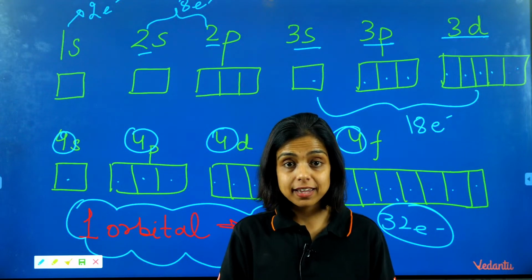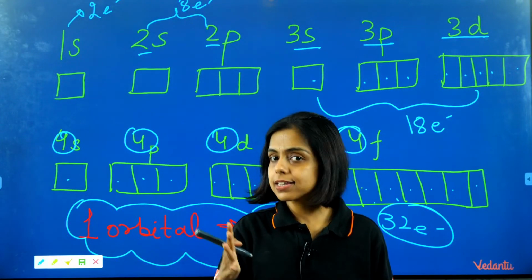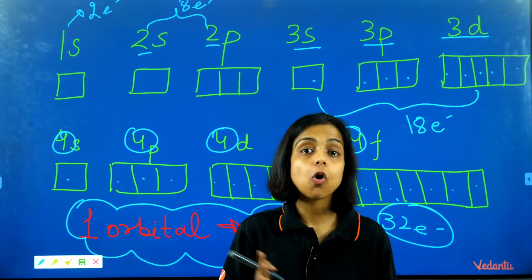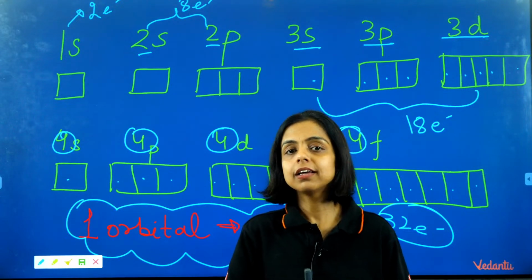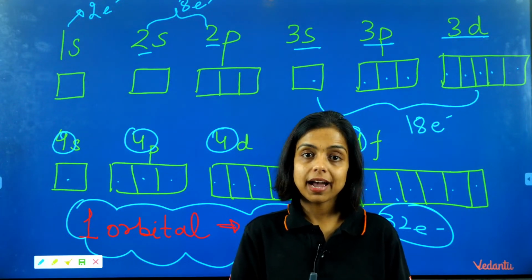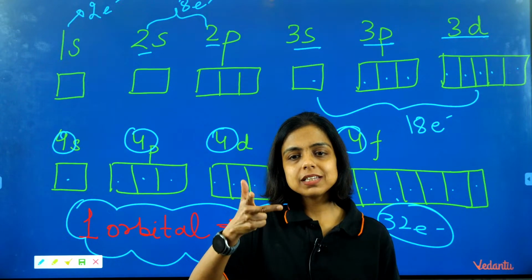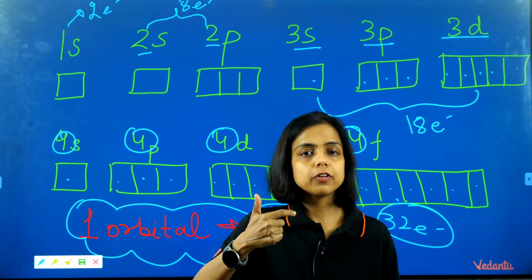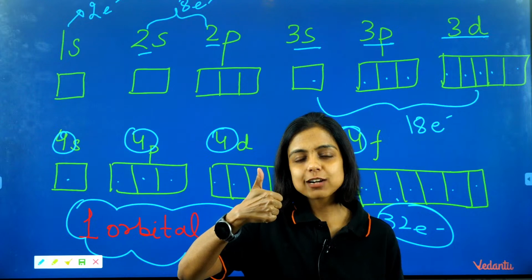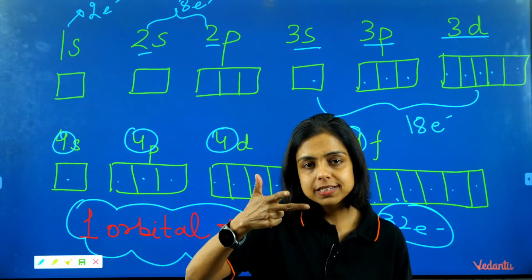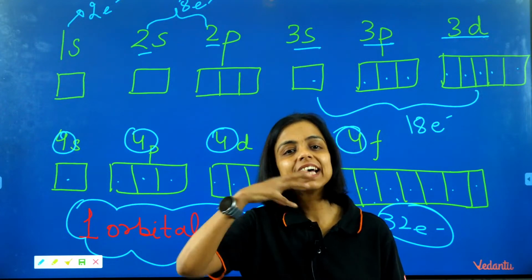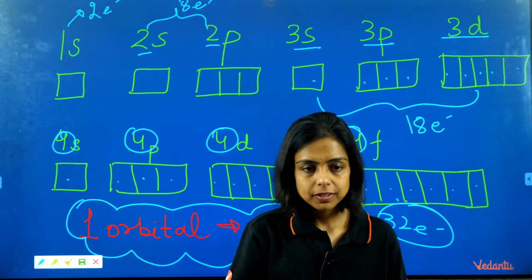From SPDF, each shell has various subshells. In a subshell, we have orbitals, and in those orbitals, the electrons are highly probable to be found. Right? And this SPDF comes from sharp, principal, diffused, fundamental. S stands for sharp, P for principal, D for diffused, F for fundamental. From there, this SPDF comes.